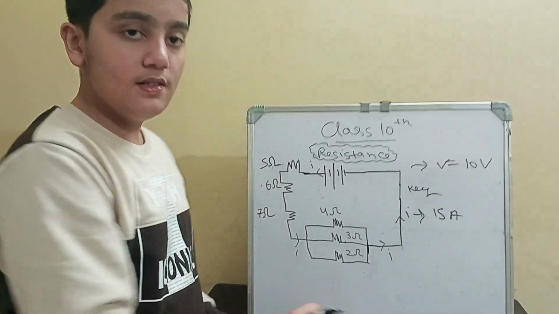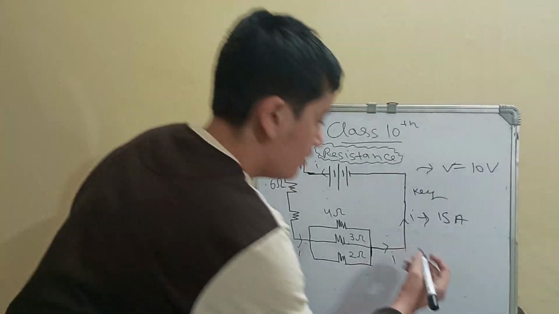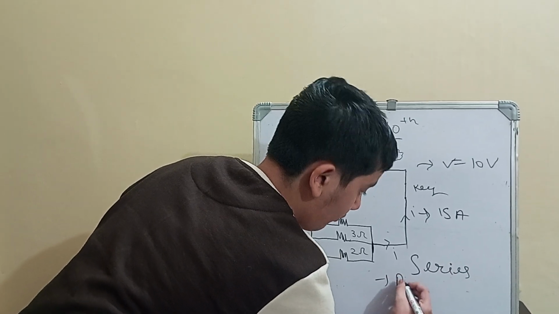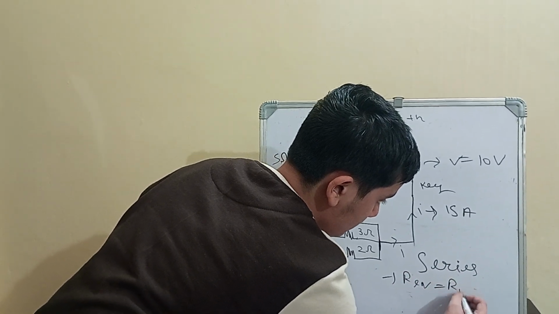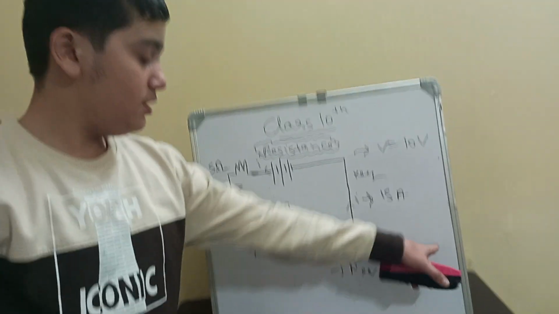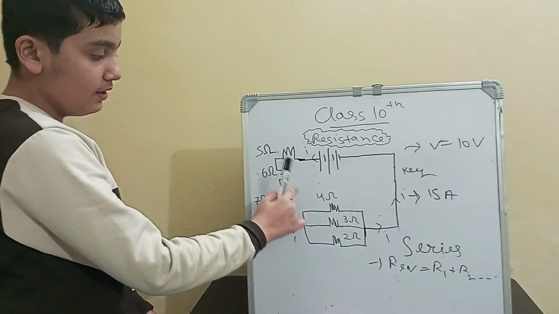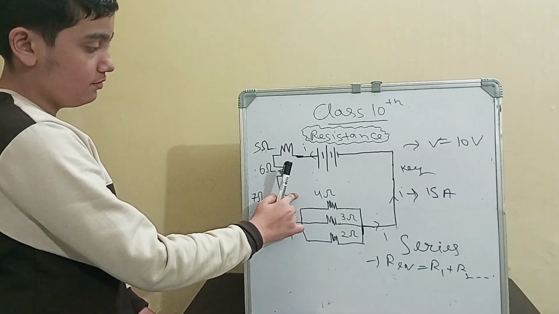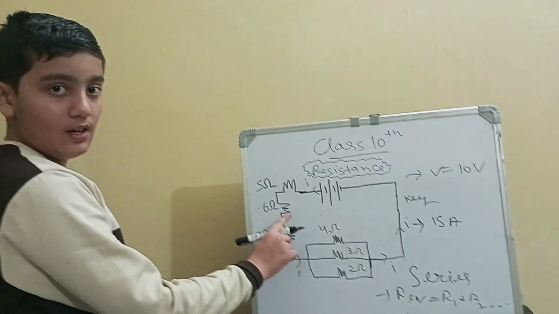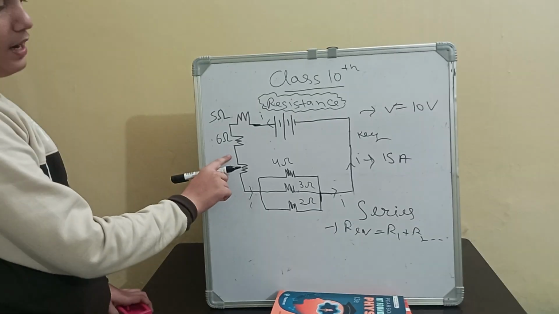So before understanding this, let us do a quick revision of series and parallel resistance in just 2 minutes. Series resistance: the formula for it is R equivalent equals R1 plus R2. Now what does it mean? What does series mean? When two resistors are connected in such a manner that their end points are connected with each other, then we say such resistors are in series.